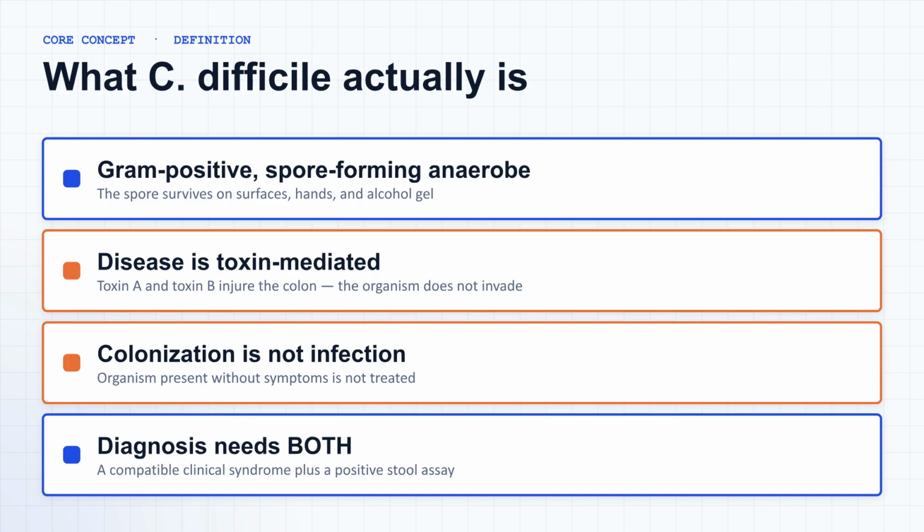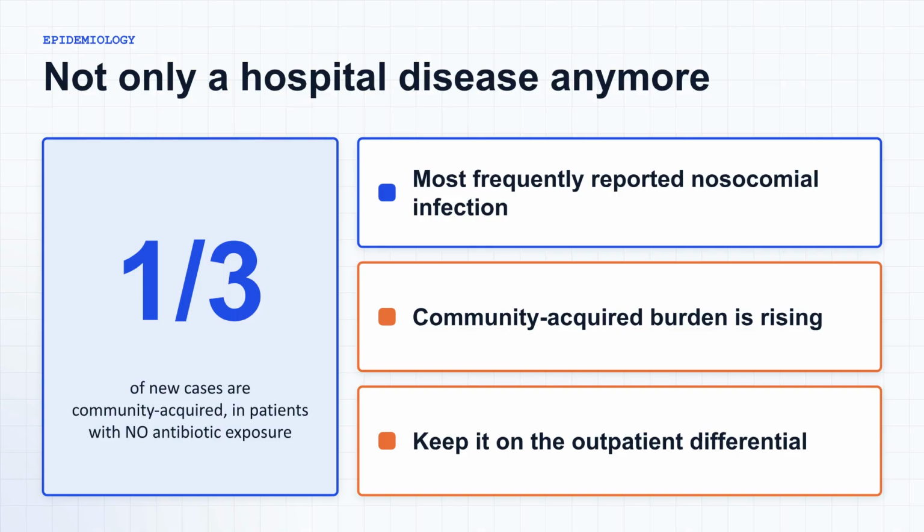One more naming point. The organism was reclassified from Clostridium to Clostridioides. Same organism, new genus. You will see both names in the literature. Now the epidemiology. C. difficile is the most frequently reported nosocomial infection, meaning healthcare associated. But the picture has shifted. Roughly 1/3 of new cases are community-acquired in patients with no antibiotic exposure at all. So the classic teaching that this is purely a hospital disease is out of date.